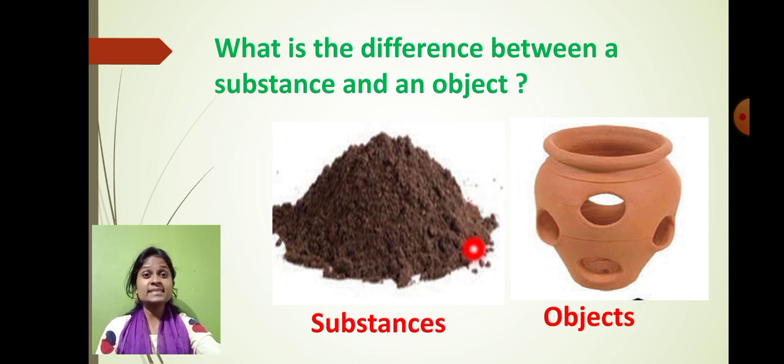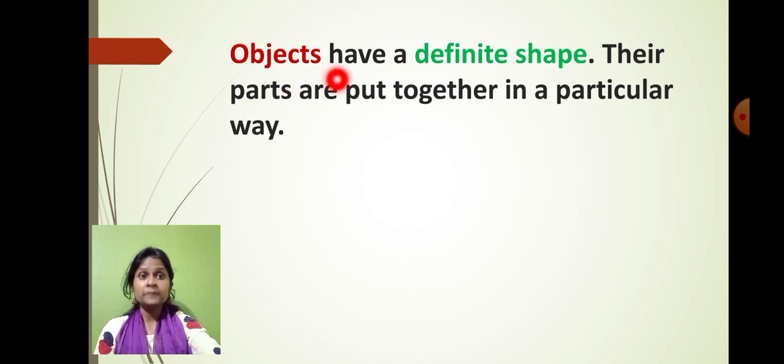So substances are those stuffs which do not have a particular shape, whereas you can see objects have a particular shape, and these objects are made up of substances. Are you getting my point? So this is the basic difference between substances and objects. Substances we get directly from nature, whereas objects we have to make by using different substances. So objects have a definite shape and a definite structure. Their parts are put together in a particular way.